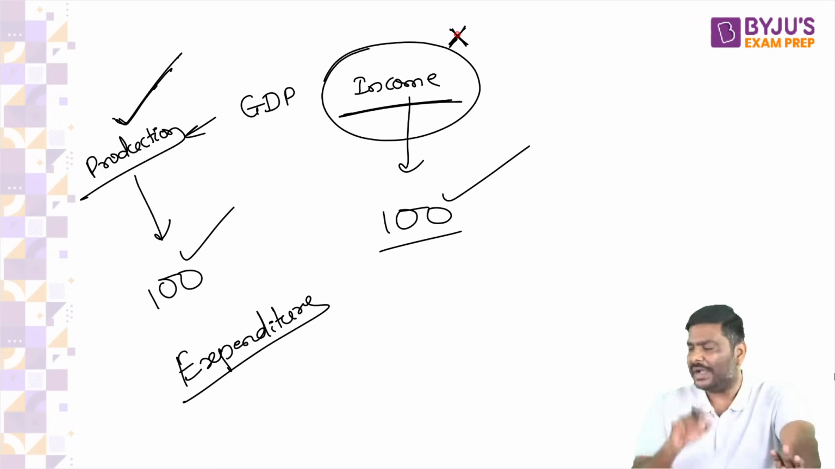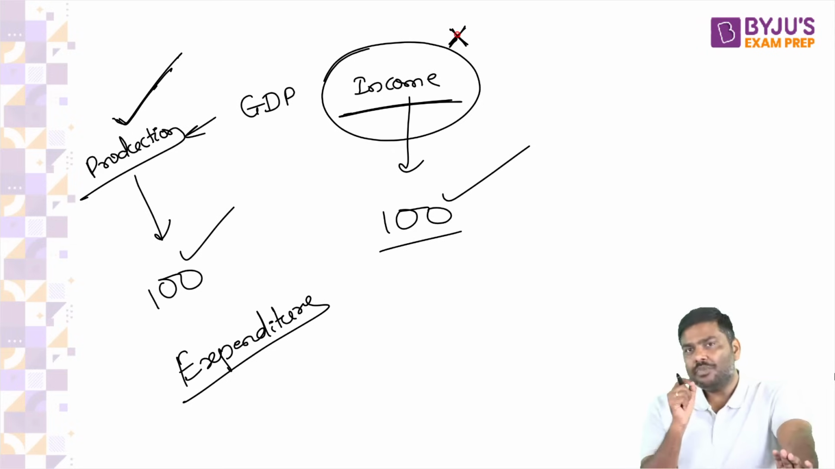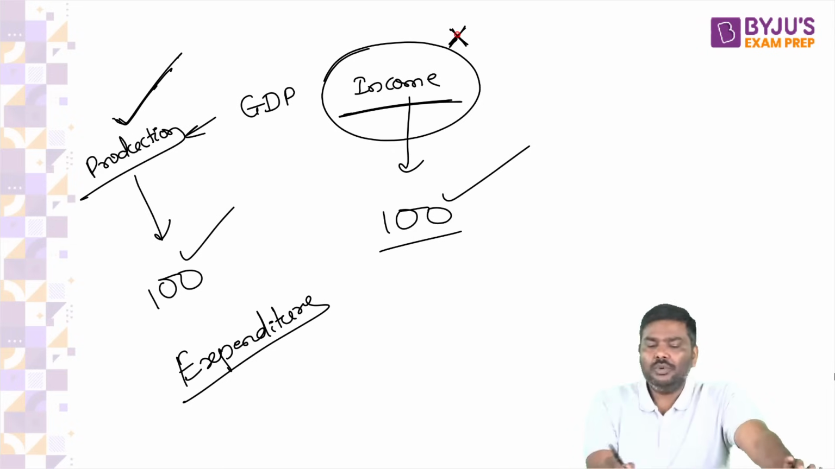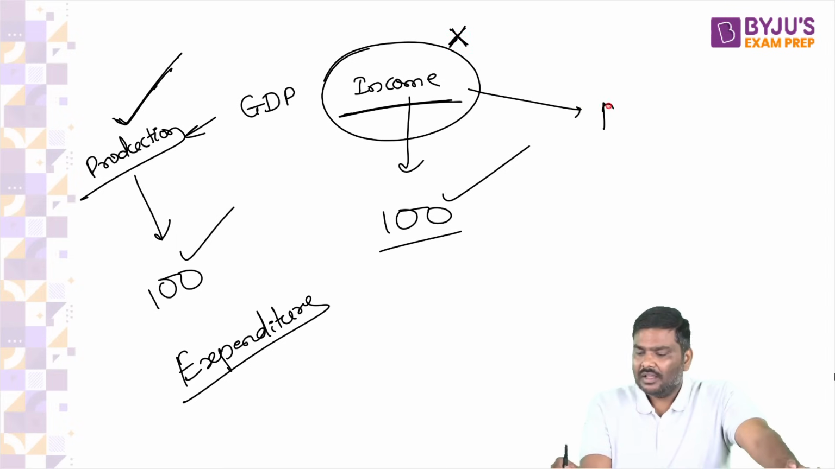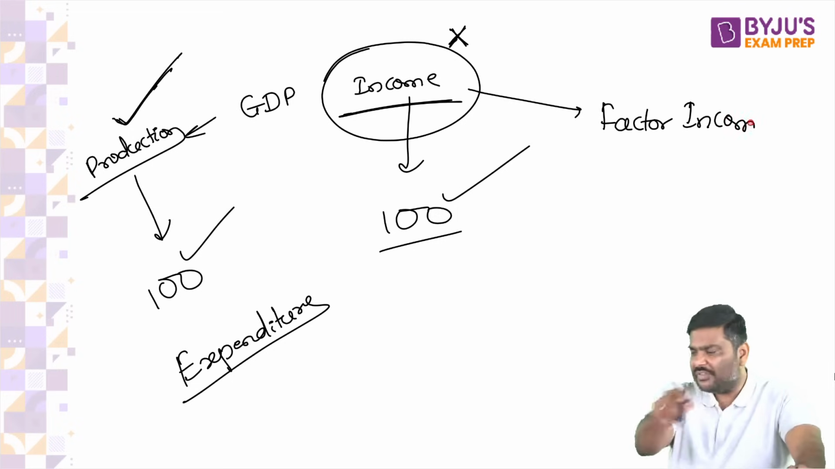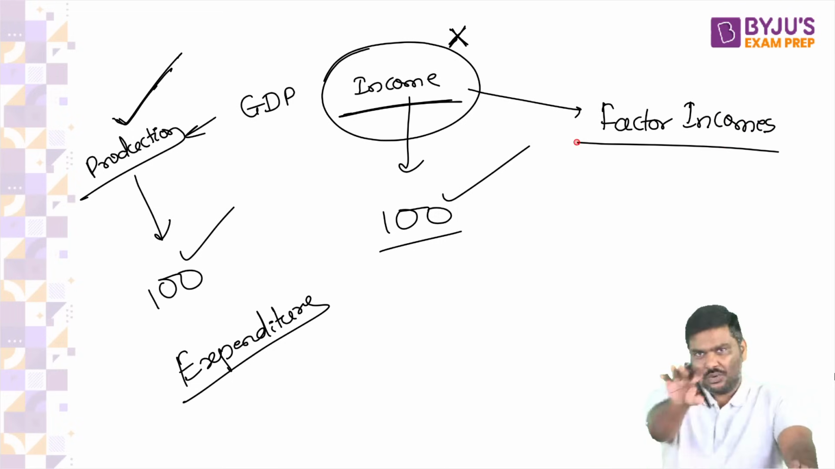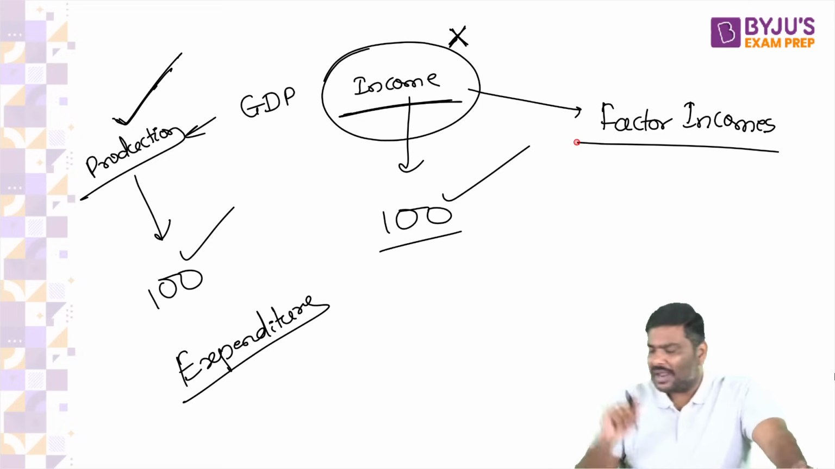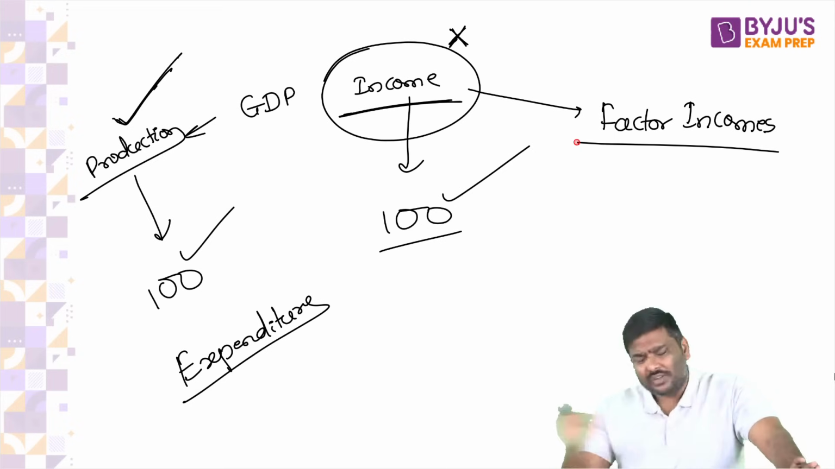I'll tell you why. The reason is, if you want to calculate GDP through income method, you need to collect factor incomes. All of you will agree? That is how much everybody is earning. How much you are earning, how much I am earning, how much profit companies are making, how much rent people are earning. They will have to collect all the factor incomes.